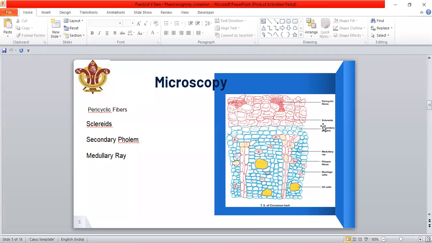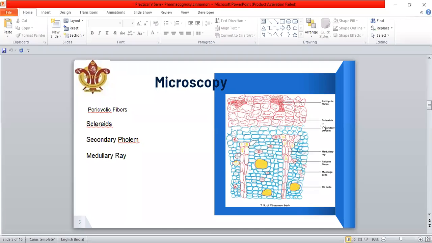For this, you need to place a small drop of a bleaching agent on the cut section. When the bleaching agent is added, it removes the excess color, because cinnamon bark is very dark in color. So add a small drop of the bleaching agent. After that, you need to put a little drop of phloroglucinol, then a drop of HCl, and then a drop of glycerin. This complete process is called mounting.